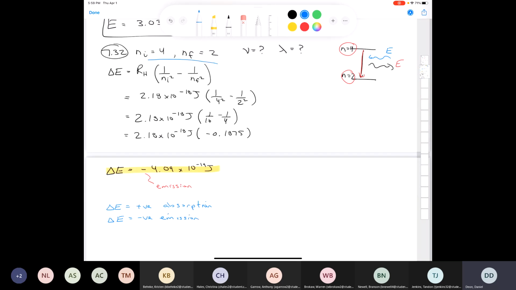So this formula, all it does is it tells you the change in energy when an electron goes from a low energy level to a high energy level. You'll end up with a delta E that's positive, or when it goes from a high energy level to a low energy level, you end up with a delta E that's negative. There you go. So the formula is really, really handy.